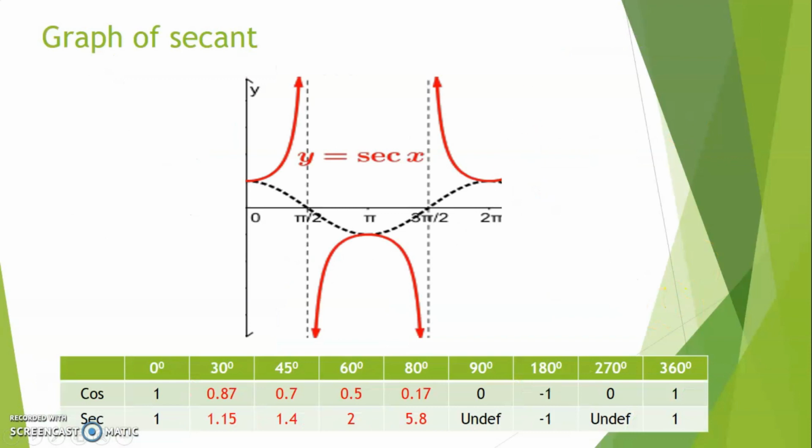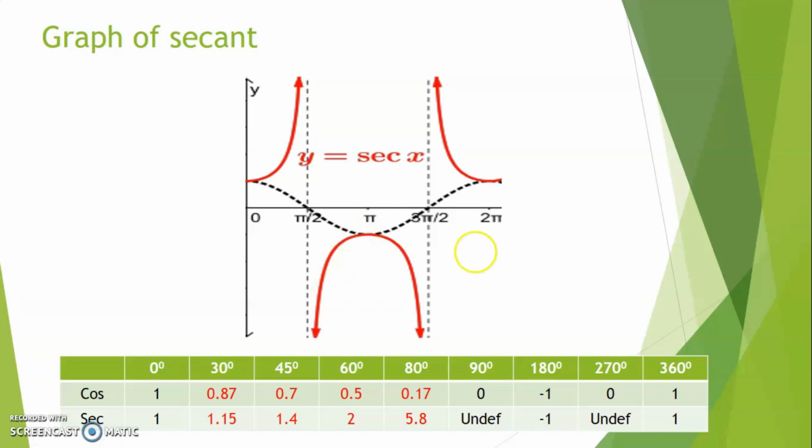Okay, so the graph for secant is the reverse of cosine. So take note of the secant graph. Secant 0 is 1, so it starts here. Secant 30 is 1.5, 45 is 1.4, 60 is 2, 80 is 5.8, but when you reach secant 90, it will become undefined. That's why it is asymptotic here. So it stays asymptotic here until secant 180 degrees, which is -1.